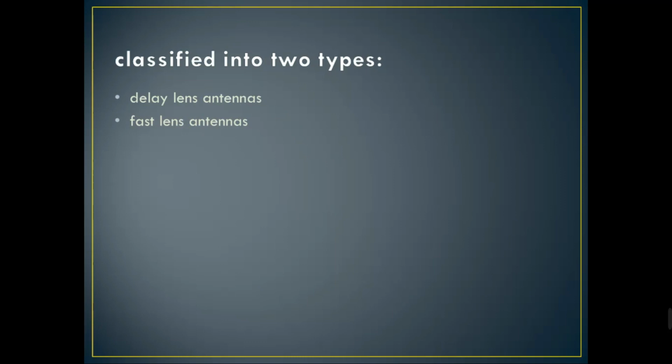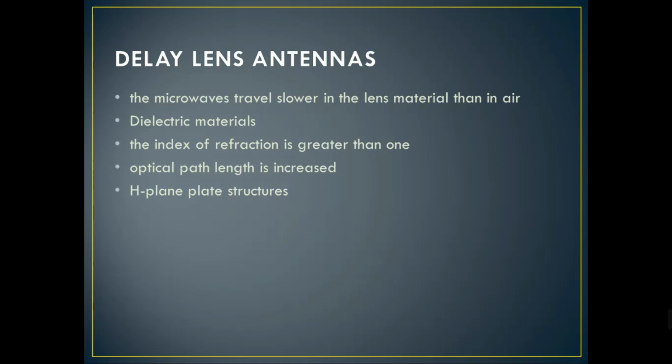Microwave lenses can be classified into two types by the propagation speed of the radio waves in the lens material. First is the delay lens antenna and second is the fast lens antenna. Delay lens antennas, also known as dielectric lens antennas, are those where the traveling waves are delayed by the lens media. The lens in this case is usually made up of polystyrene or lucite and polyethylene.